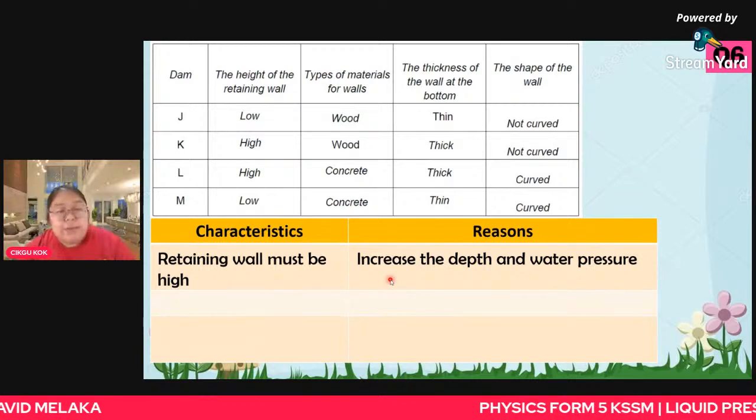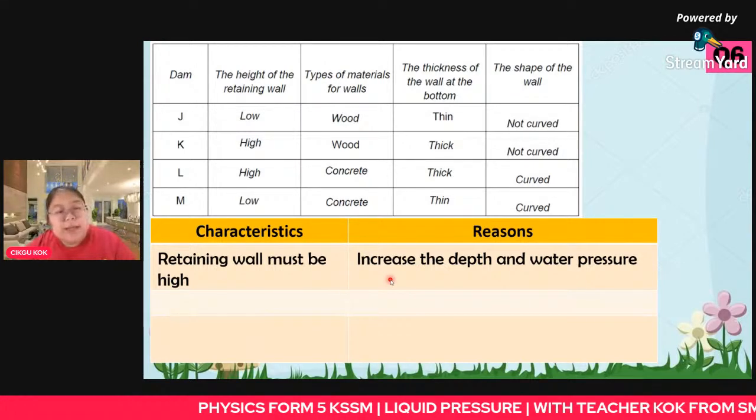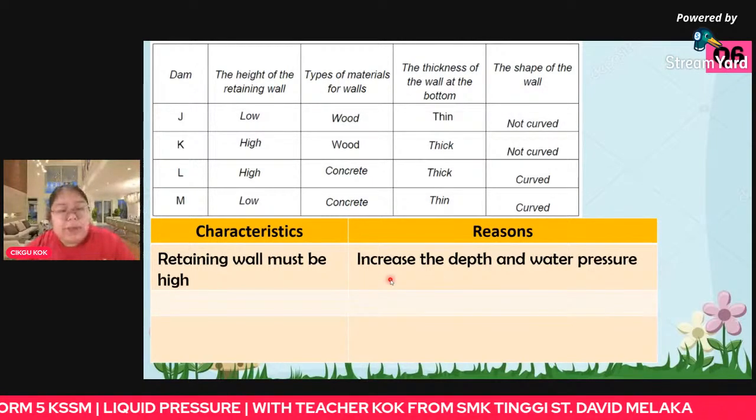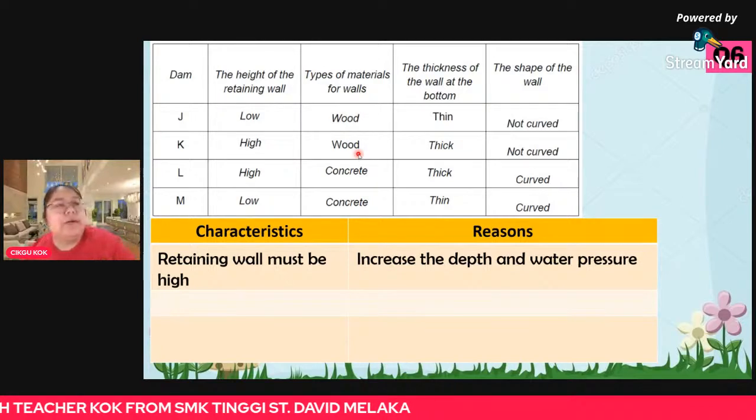Overflow already. So that means that's the reason I cannot store more water. So if I make it higher, the depth will be increasing. Okay, more water can be put in, then it increases the depth and also increases the water pressure. Okay, number two, about the material for the wall.